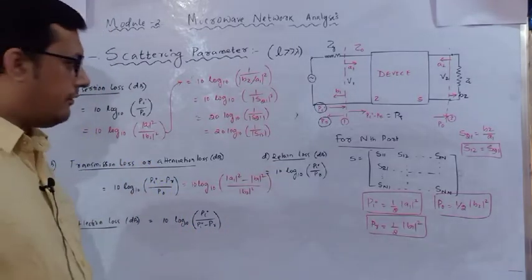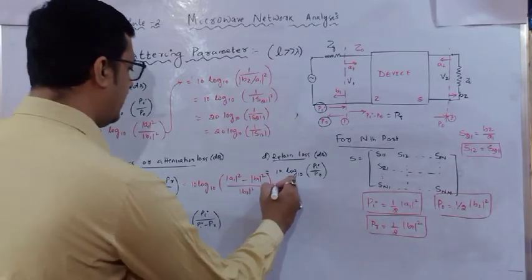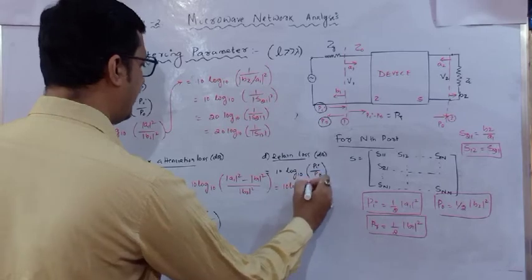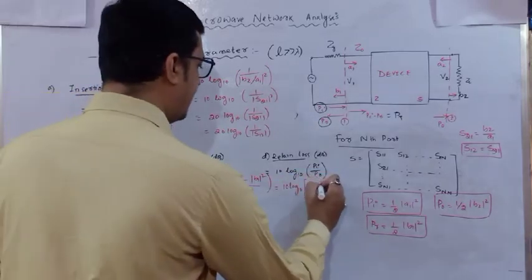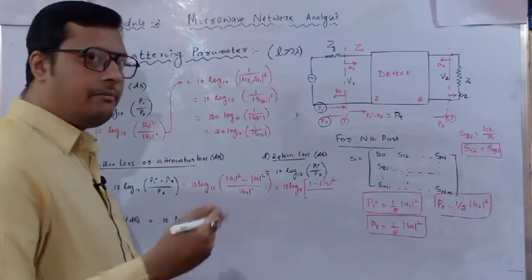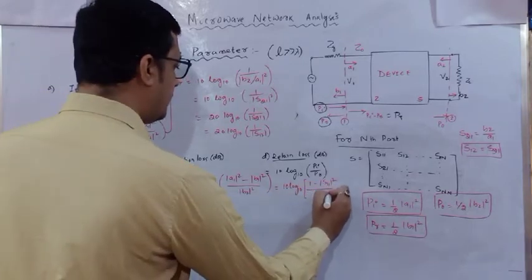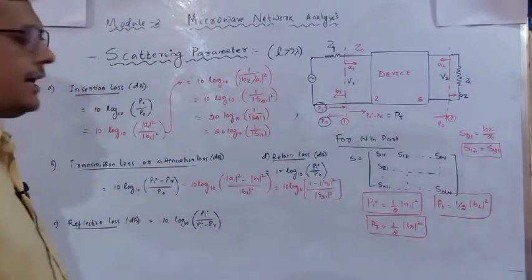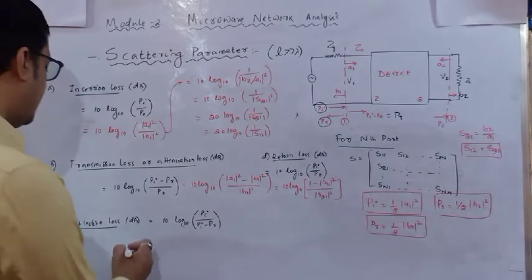Now if you take A1 common from the numerator and denominator, what will you get? You will get 10 log base 10 of 1 minus B1 by A1, which is the reflection coefficient S11, squared, divided by B2 by A1, which is S21, so mod S21 square. So this will be my relation for the attenuation loss or transmission loss.